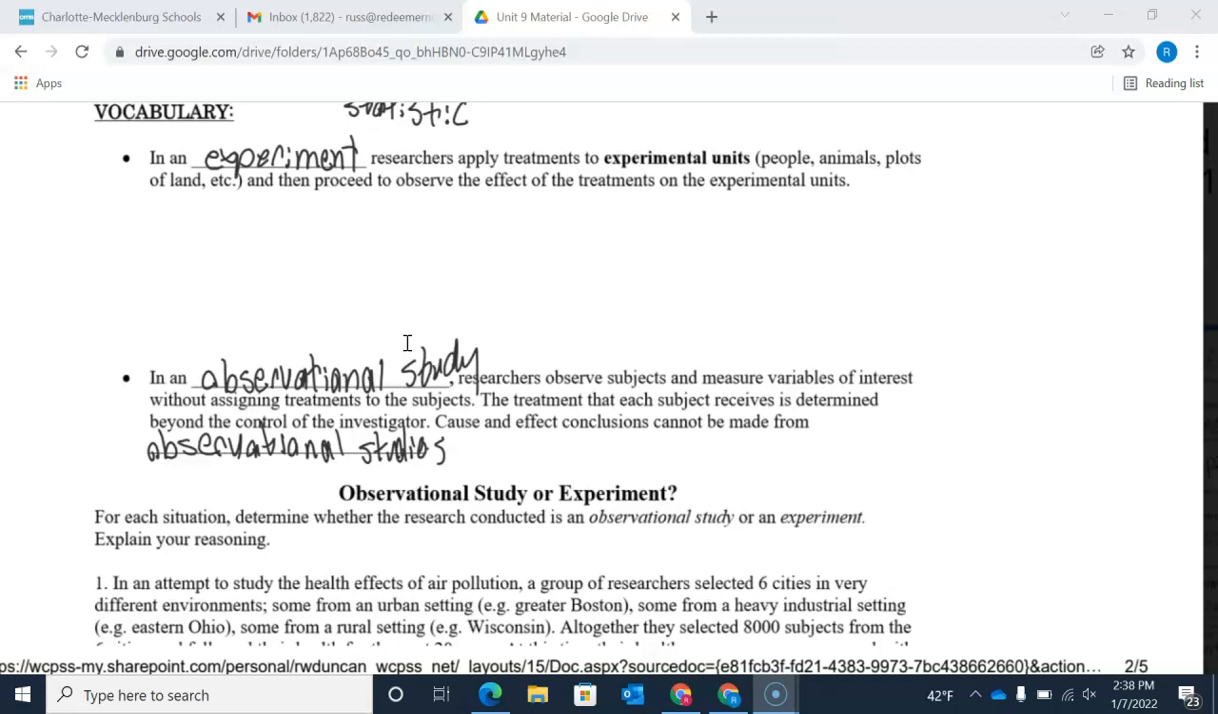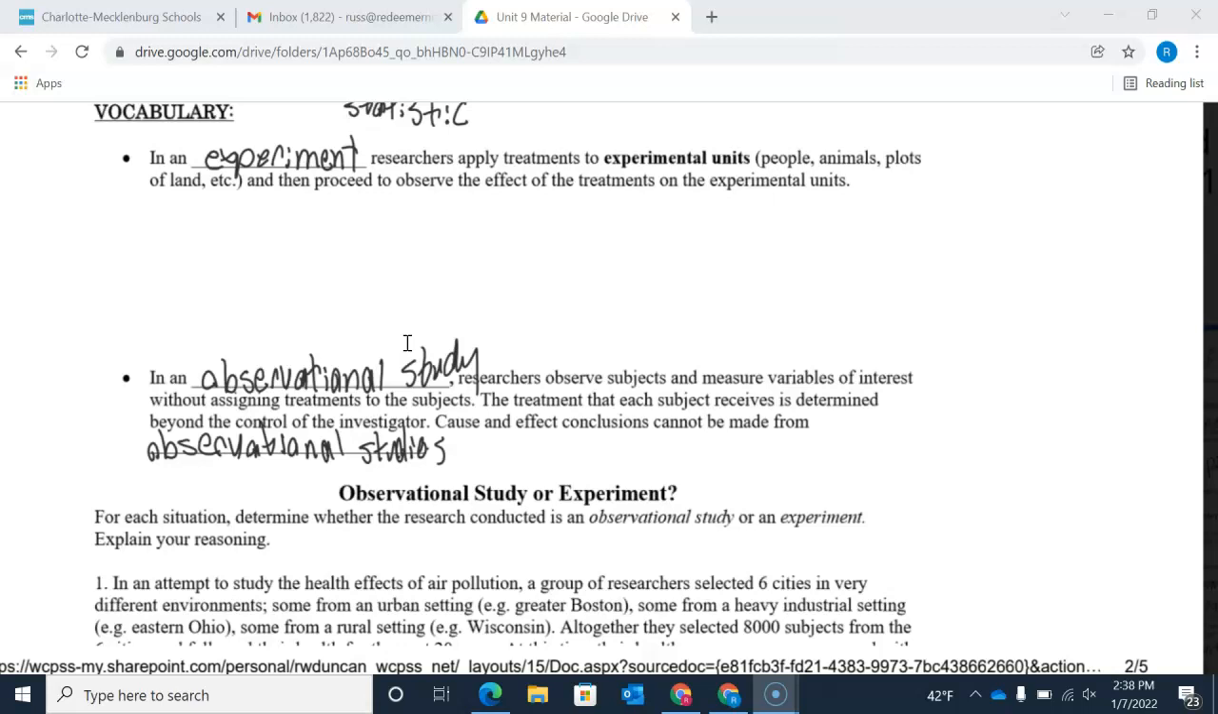In an experiment, researchers apply treatments to experimental units, people, animals, plots of land, and then proceed to observe the effects. So in an experiment, they do something. That's pretty much it. In an experiment, you actually do something to the group and see what happens. Now, an experiment, by the way, always requires a group that is not affected by whatever you're doing, but that doesn't really affect these questions, I think.